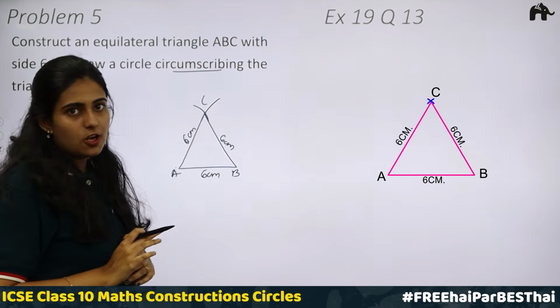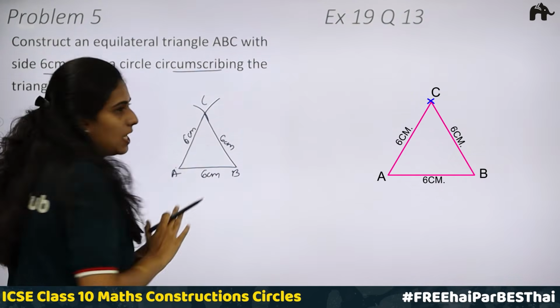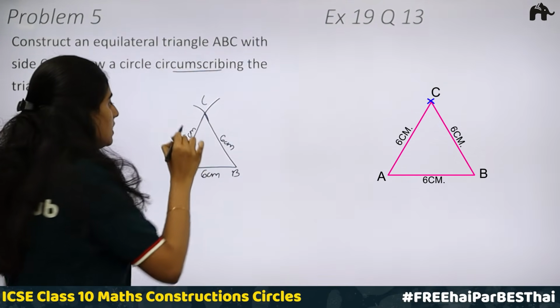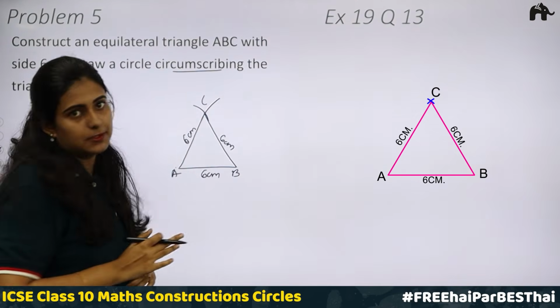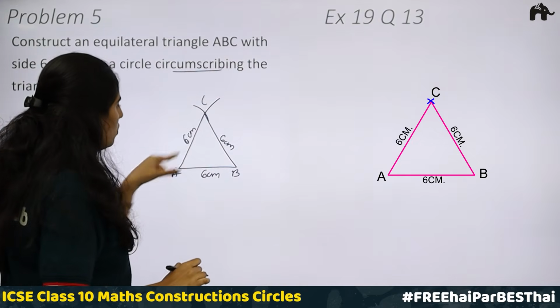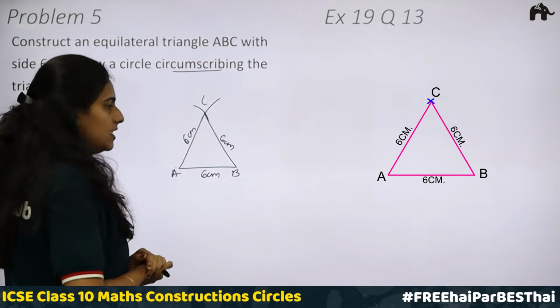Clear? How to draw? We'll consider any two sides and draw the perpendicular bisectors. The point where the perpendicular bisectors meet will be the circumcenter, which means the center of the circumscribing circle. Considering that point as center, we'll draw a circle with OA, OB or OC as the radius, where O is the circumcenter.